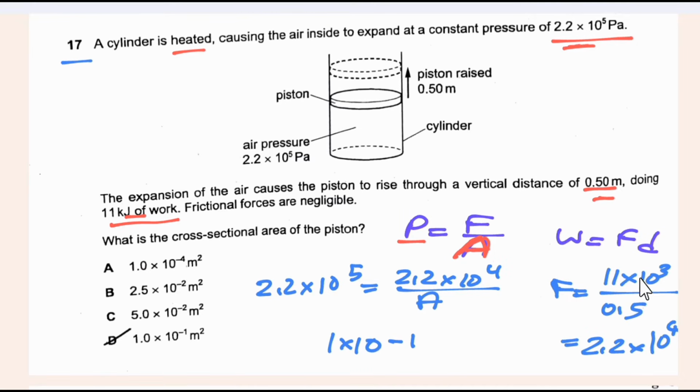So force is equal to work done by distance. We know the value of work and the distance. So force is equal to work by distance. We know the value of force. So the area comes to be 1 into 10 to the power negative 1, that is D.